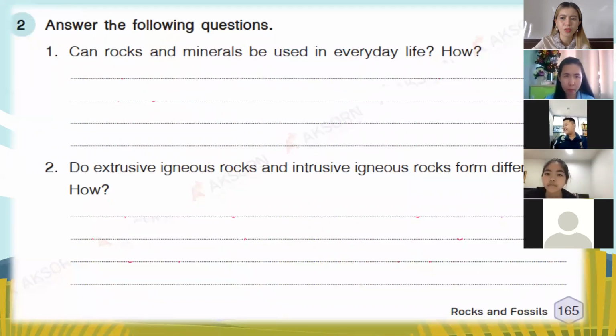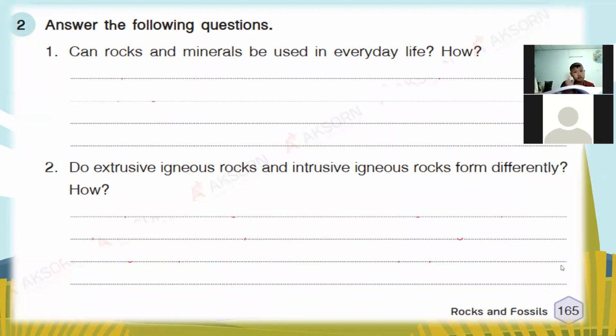Answer the following questions. Who can read number 1? Okay, please, Tonka. Can rocks and minerals be used in everyday life? How? Okay, can rocks and minerals be used in everyday life? Yes or no? The answer is? Yes. Yes, the answer is yes, they can be used.